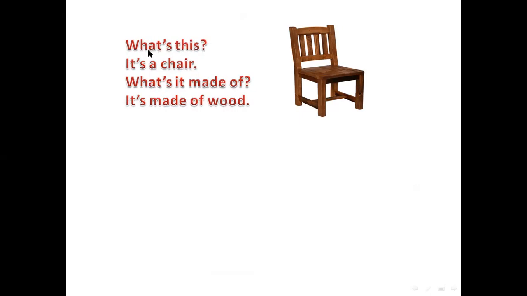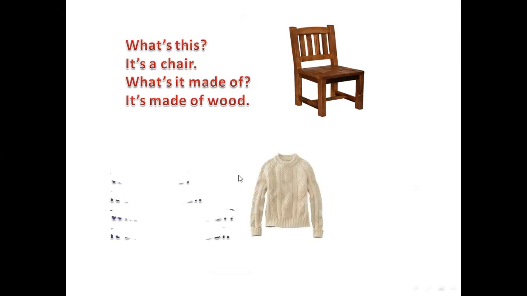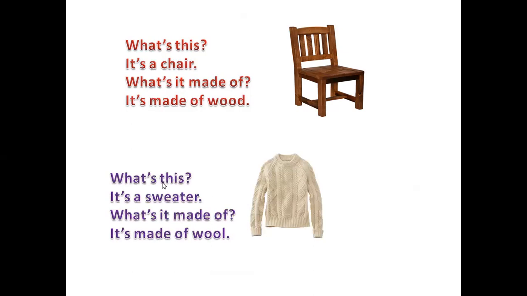What's this? It's a chair. What's it made of? It's made of wood. The next dialogue. What's this? It's a sweater. What's it made of? It's made of wool.